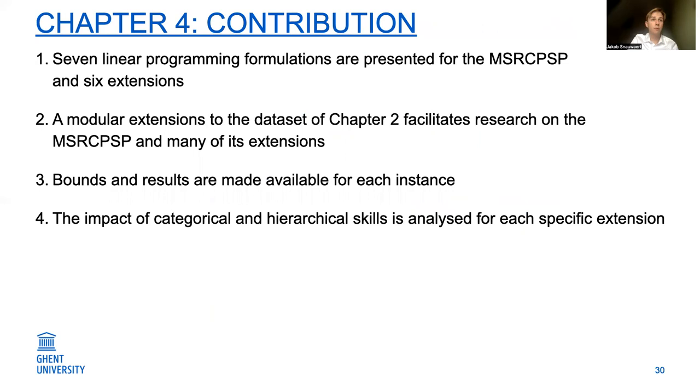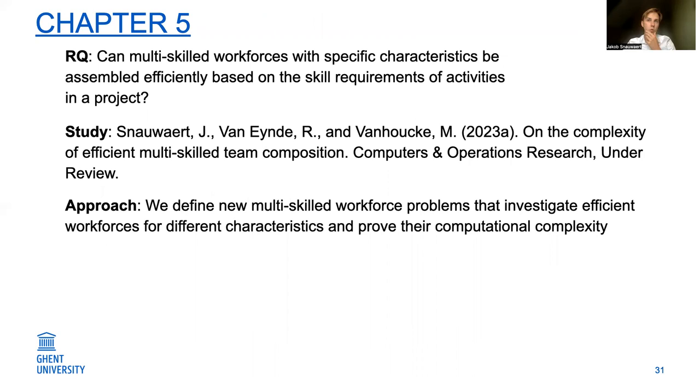Finally, the contribution of this chapter is that we now created 7 linear programming formulations for the MSRCPSP and 6 extensions. We also created a modular extension to the data set of chapter 2 to be able to handle even more problems. Next, we provide bounds of the linear relaxation of these linear programming formulations, and also the results will be made available. And lastly, we look at the impact of the categorical and the hierarchical skills on each specific extension in this study.